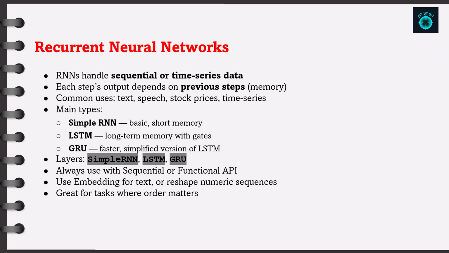There are 3 main types: simple RNN, which remembers a few steps but struggles with long sequences; LSTM, or long short-term memory, which includes special gates to manage long-term dependencies; and GRU, or gated recurrent unit, which simplifies the LSTM design but still performs well. These models are widely used in applications like text generation, speech recognition, and stock prediction, anywhere context and sequence play an important role.